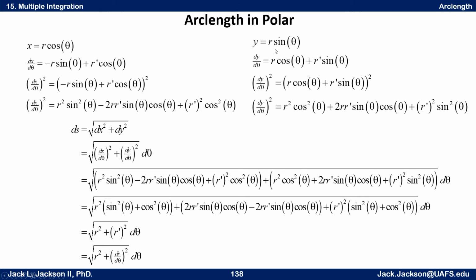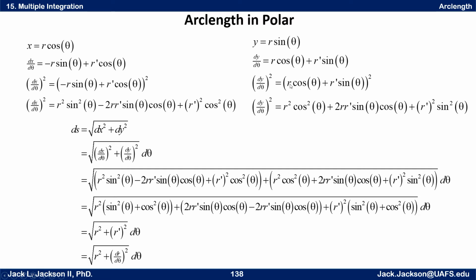In a very similar manner, we're going to do dy over d theta. So again, we apply the product rule. It's the first, which is r, times the derivative of the second, the derivative of sine theta is cosine theta, plus the second, sine of theta, times the derivative of the first factor, which is r prime. And we want to take that whole binomial and square it to get dy over d theta squared.